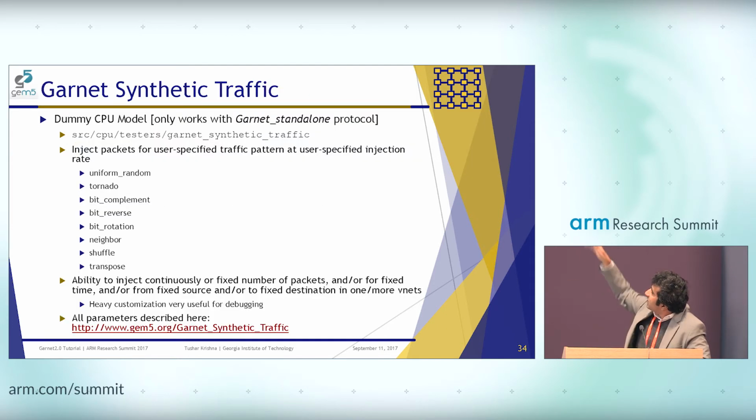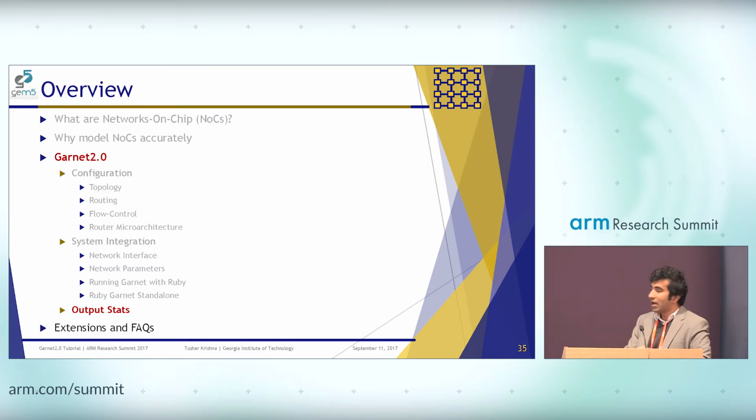So this is all specified in this file here, this Garnet synthetic traffic, where you have a bunch of traffic patterns. It has a certain set of virtual networks, and you have the ability to control it completely. You can decide how many packets to inject, maybe to just inject from one source to one destination or one source to multiple destinations. So you can control everything, which is a great tool for debugging and also heavy customization and really stress testing your network. These details are up on the wiki here.